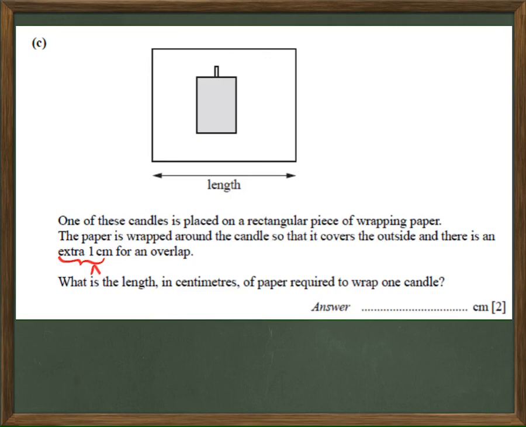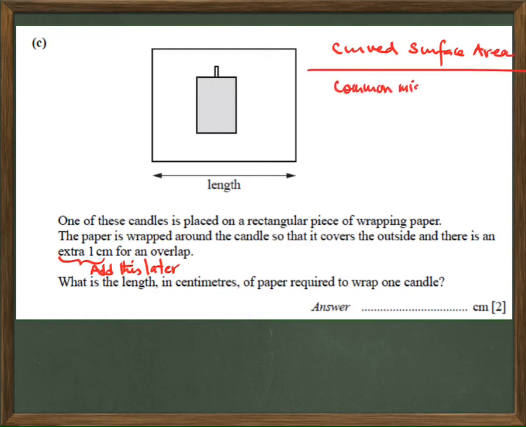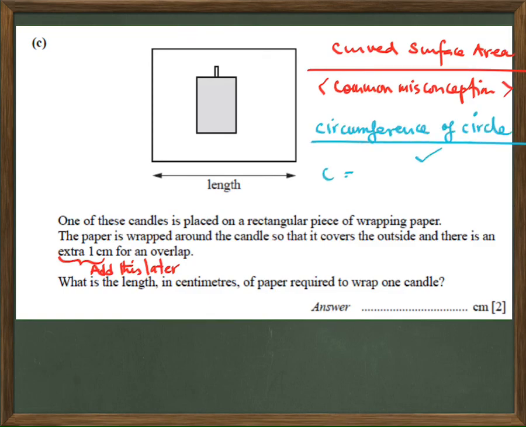The last part. One of these candles is placed on a rectangular piece of wrapping paper. The paper is wrapped around the candle so that it covers the outside, and there is an extra 1 centimeter for overlap. What length in centimeter of paper is required to wrap one candle? So the working is, we would add this extra 1 centimeter later on. Curved surface area, you might think that is needed, but no, we are only looking at the length. So be very, very careful for such small questions.